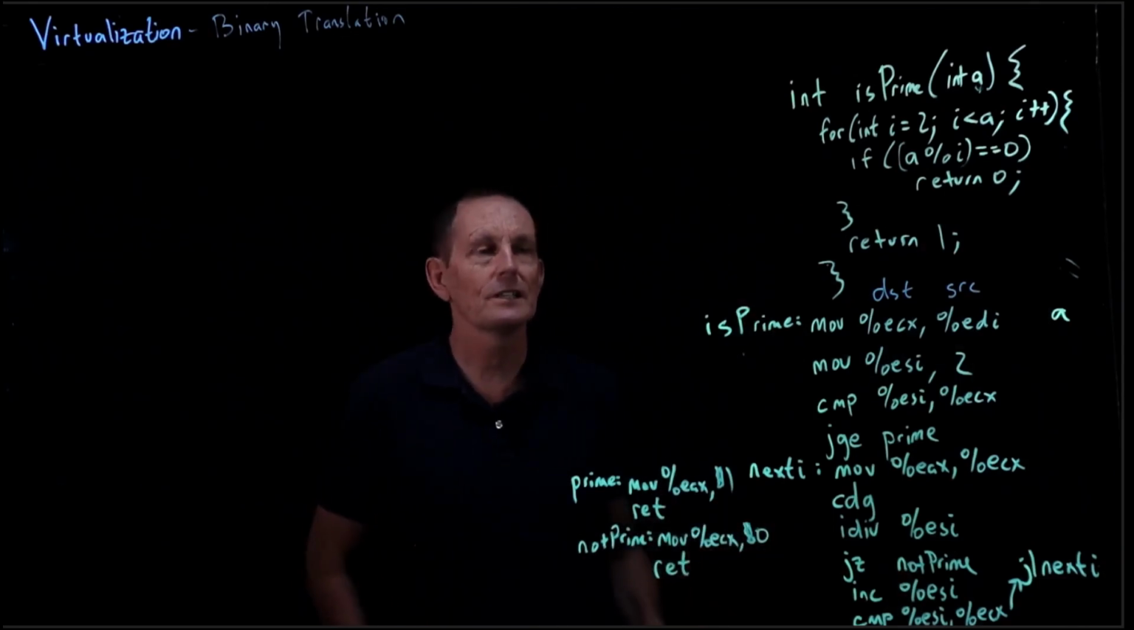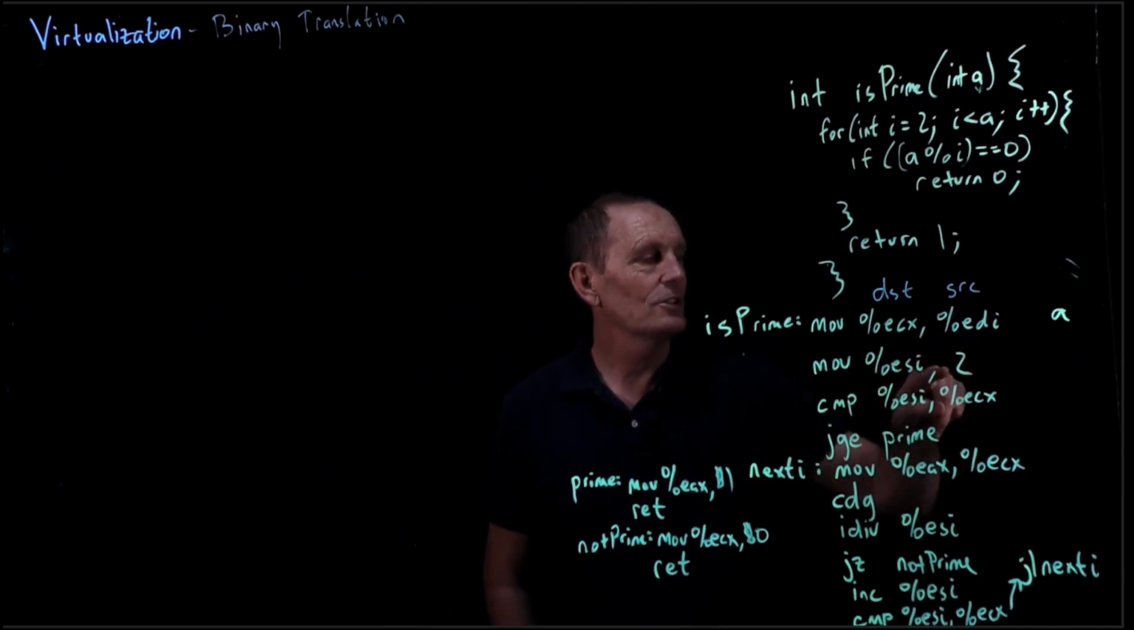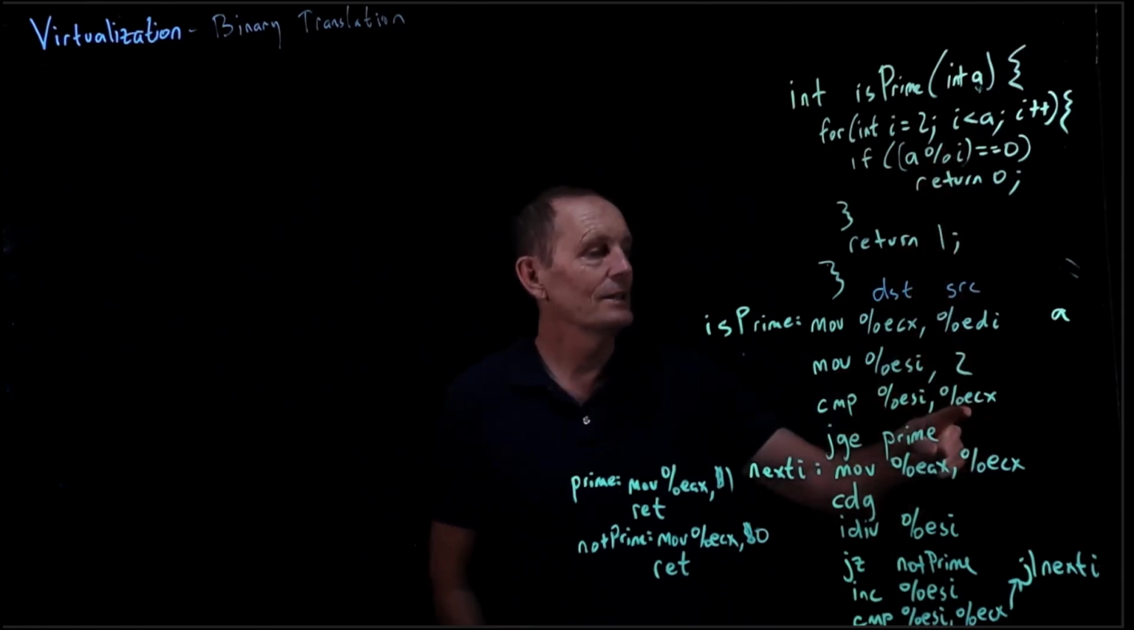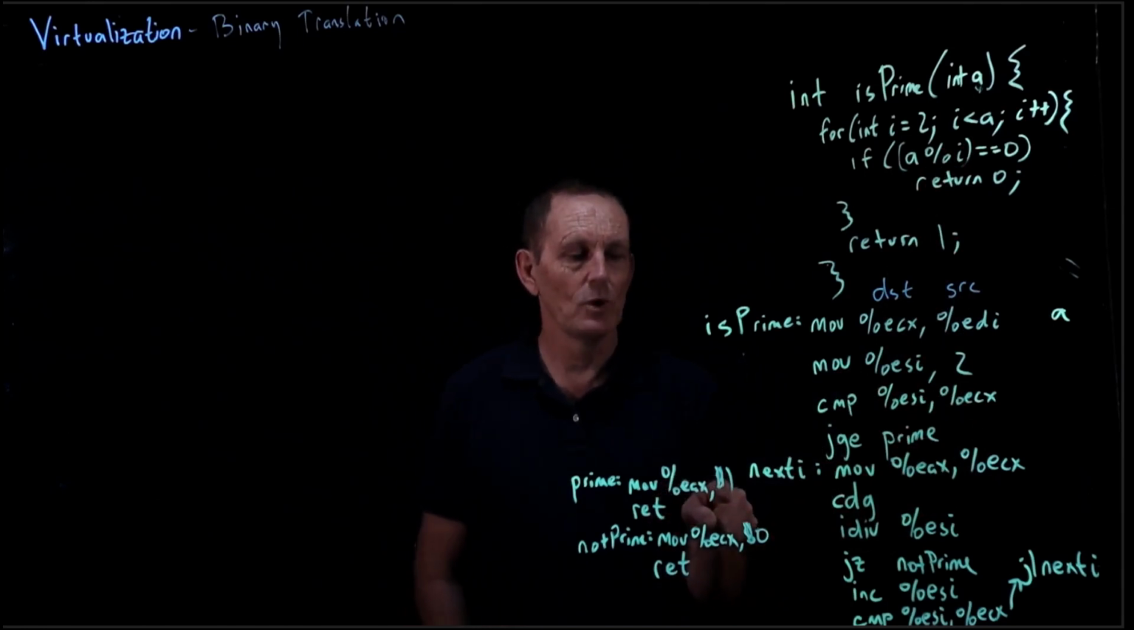All right, so if we look at this code, basically this tells us A is in ECX. We initialize I to 2. We go ahead and compare I to A. If I is greater than or equal to A, we're going to jump to prime, which goes ahead and moves 1 into EAX, which is the return result, and returns.